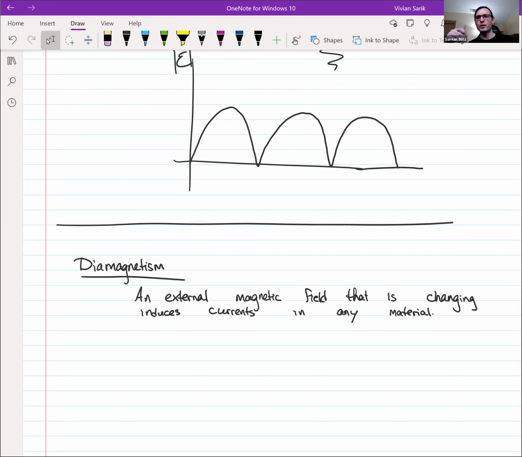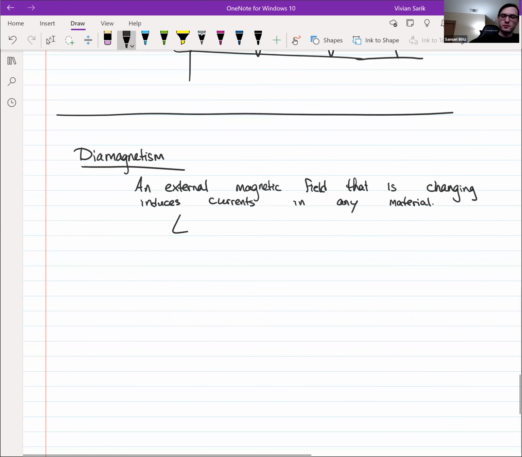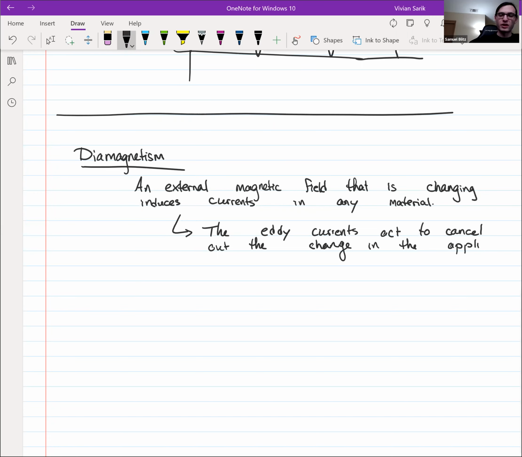So if the magnetic field is increasing through the material, the eddy currents will be in the direction required to make the magnetic field smaller, to point in the opposite direction. They act to cancel out the change in the applied magnetic field. And this is via Lenz's law. Okay, so what does that amount to on a macroscopic scale?